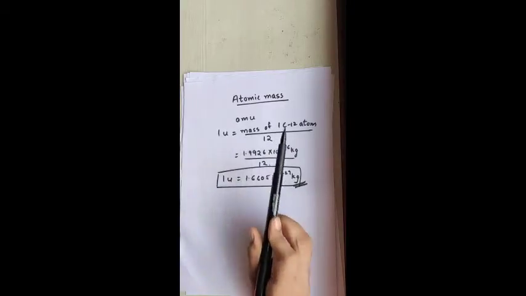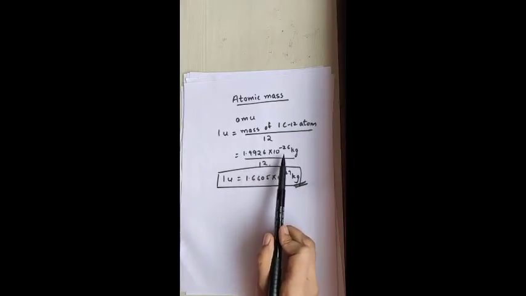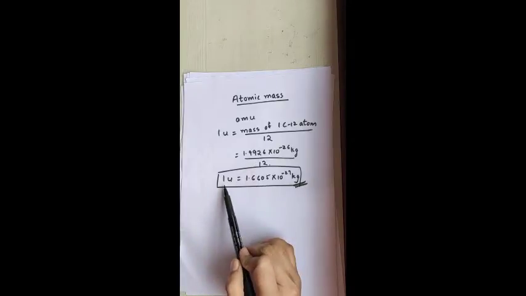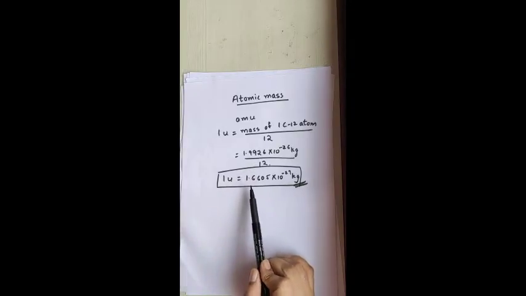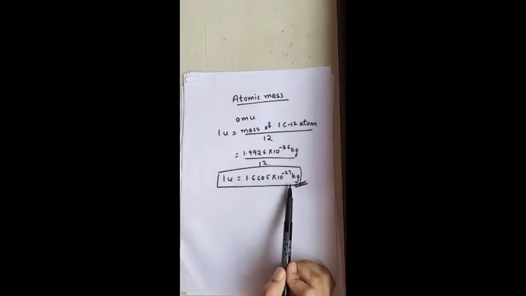So the mass of one carbon 12 atom is 1.9926 × 10^-26 kg, divided by 12. So one atomic mass unit is around 1.6605 × 10^-27 kg. This is a very important result to be remembered.